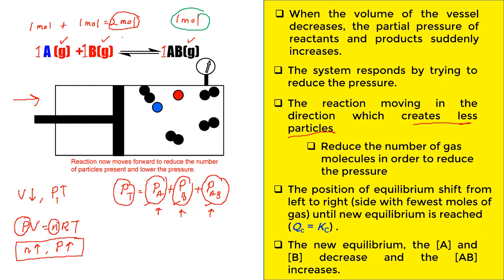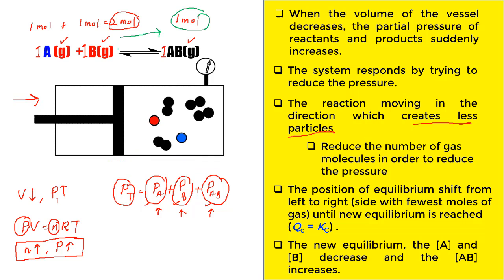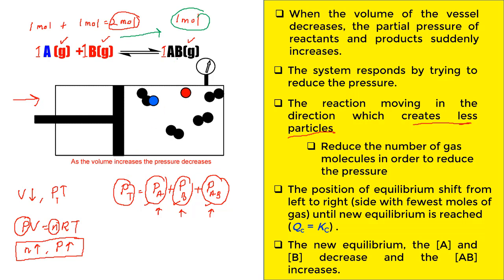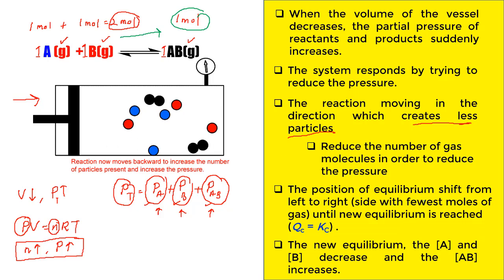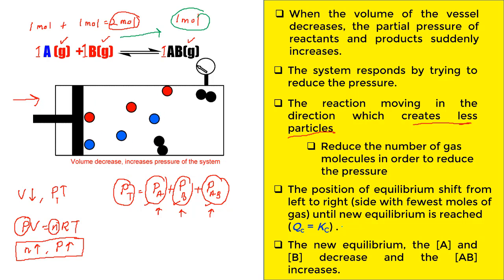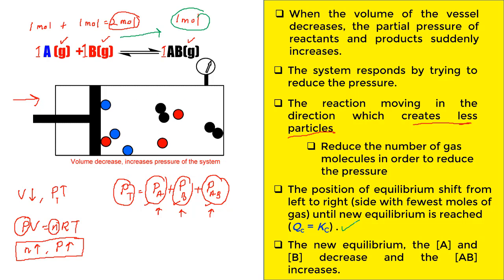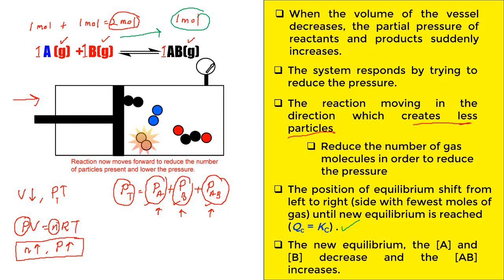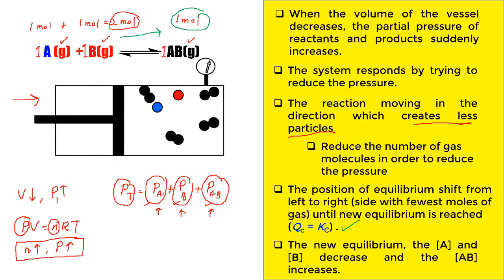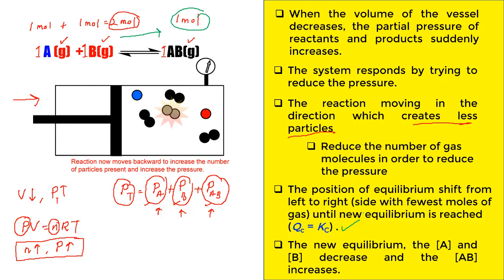Jadi tindak balas yang cenderung berlaku untuk mengurangkan disturbance itu adalah tindak balas forward. A and B react lagi untuk produce AB. Jadi sekarang you nampak kat sini the position of equilibrium shift from left to right side with the fewest mole of gas until the new equilibrium is achieved. Okay, so dia nak shift to the left ke to the right ke depends kepada equilibrium kita ataupun equation kita sekarang ni. Okay, maksudnya bahagian mol mana sikit, bahagian mol mana banyak, kita tengok pada equation.